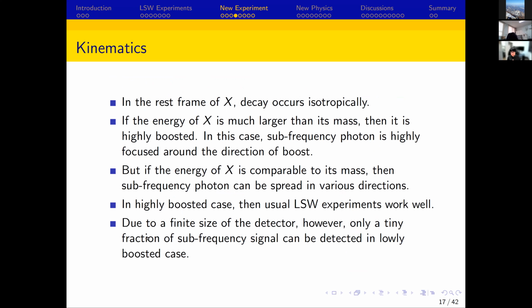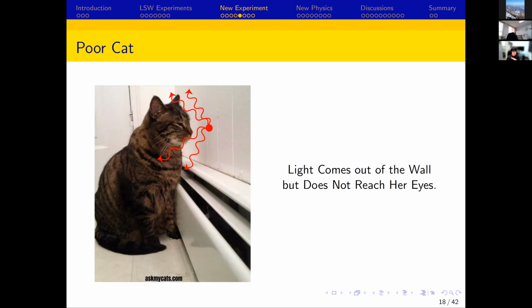So in a highly boosted case, the usual LSW experiment can detect this phenomenon, since the sub-frequency photon is focused on the direction of its boost, and this sub-frequency signal can arrive at the detector. However, the size of the detector is finite, so in the lowly boosted case, these photons can be spread, and so this sub-frequency signal cannot reach the detector.